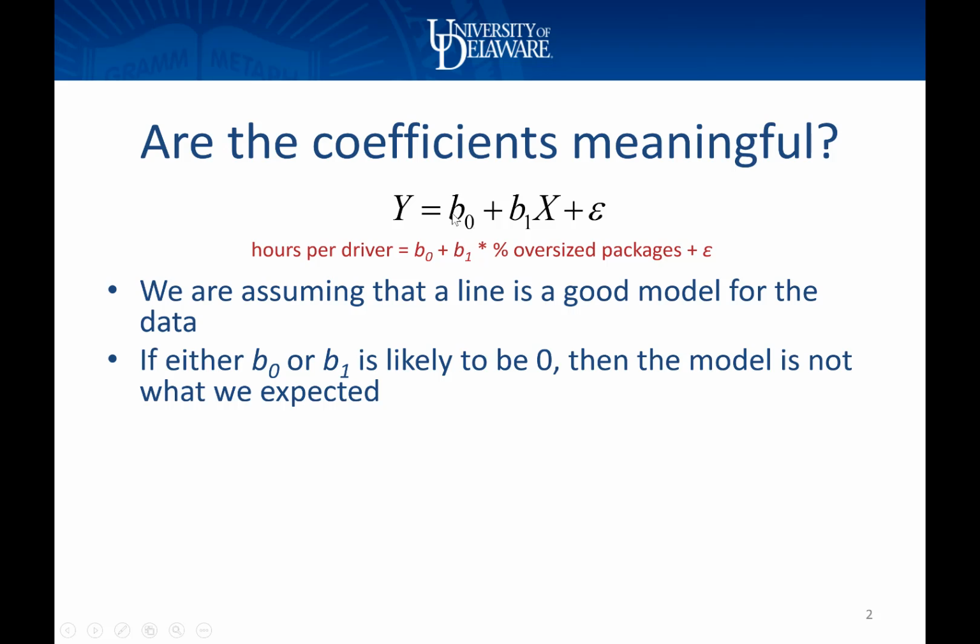If B0 is estimated to be 0, well, then we still have this B1 times x term that will show us how the hours per driver change as oversized packages change. But it's possible that either the slope or intercept or both are determined to be really not that different from 0.